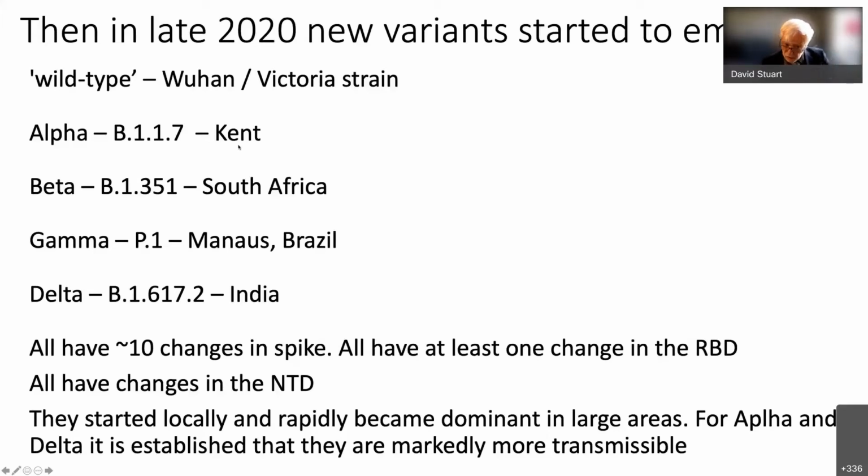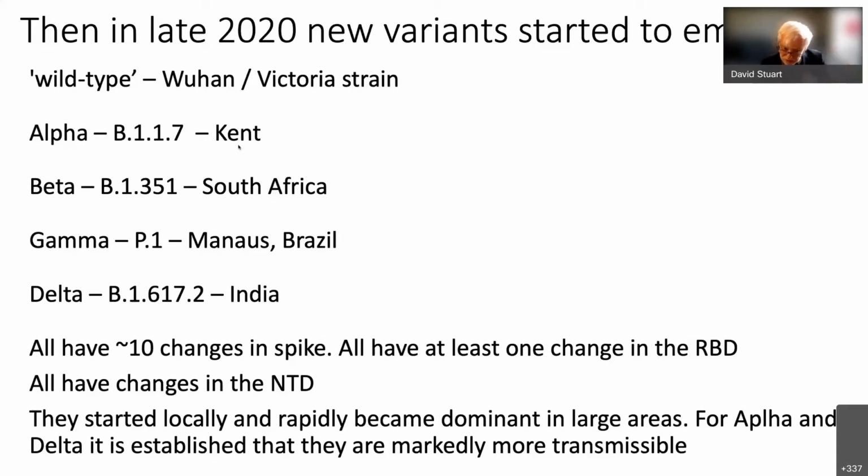As you know, the alpha appeared quite early on. It was first detected in September in England, in Kent. It was ignored for quite a while, and then really came in with a vengeance. Beta has been a huge problem in South Africa, gamma in Manaus region of Brazil, and delta has been devastating for you in India, and is now a major problem globally, and especially in the UK where it's taken over.